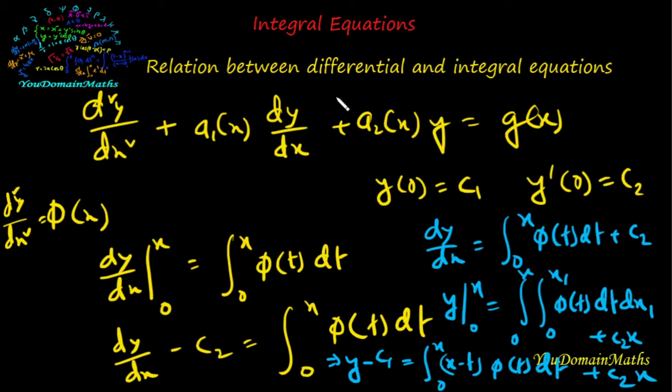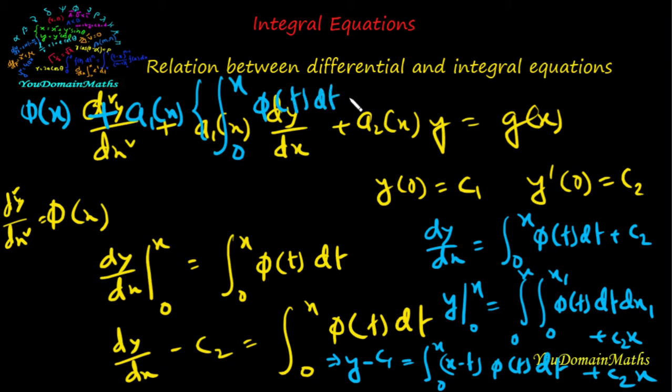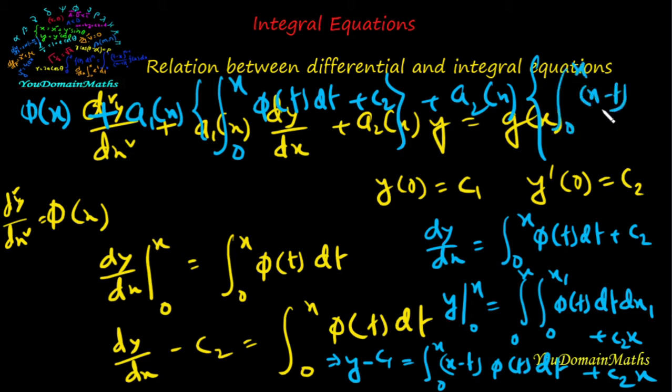So we replace these in the equation. We find this will be written as phi of x plus a1 of x times the value of dy by dx, that is the integral from 0 to x of phi of t dt plus c2, and a2 of x times the other result, that means the integral from 0 to x of x minus t phi of t dt plus c2 x plus c1, equal to g of x. So putting these results, we get it.